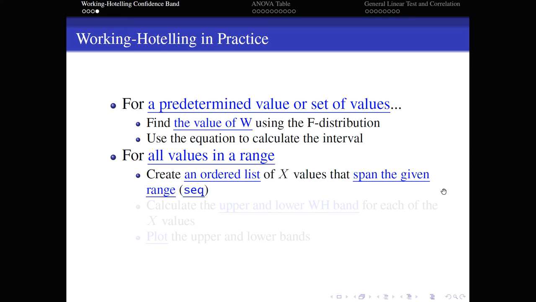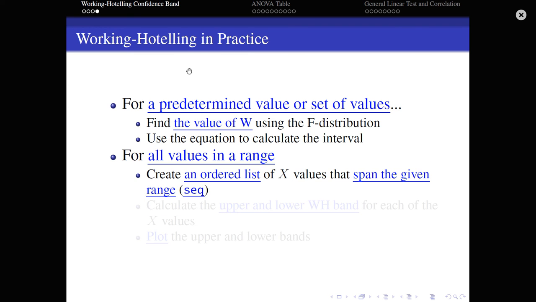One of the biggest frustrations that students run into when they try to create working Hotelling intervals in a homework problem is that they use an unordered list of x values. Note that this is not the x values. This is not the observed x values from your data. What we do first is we create just a list of x values that span the range of the observed x values but aren't necessarily them.